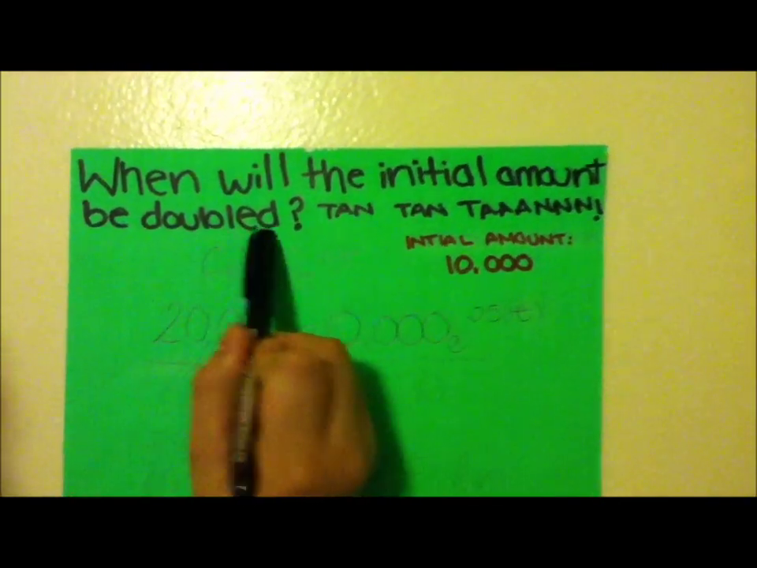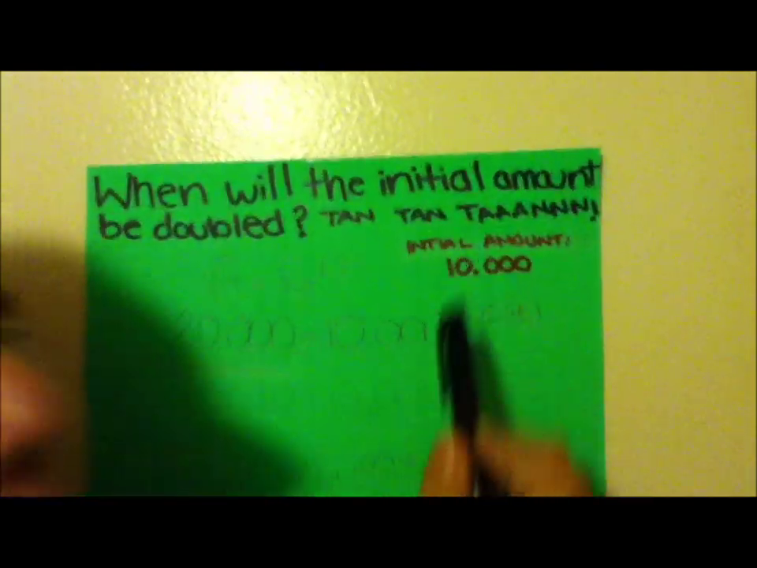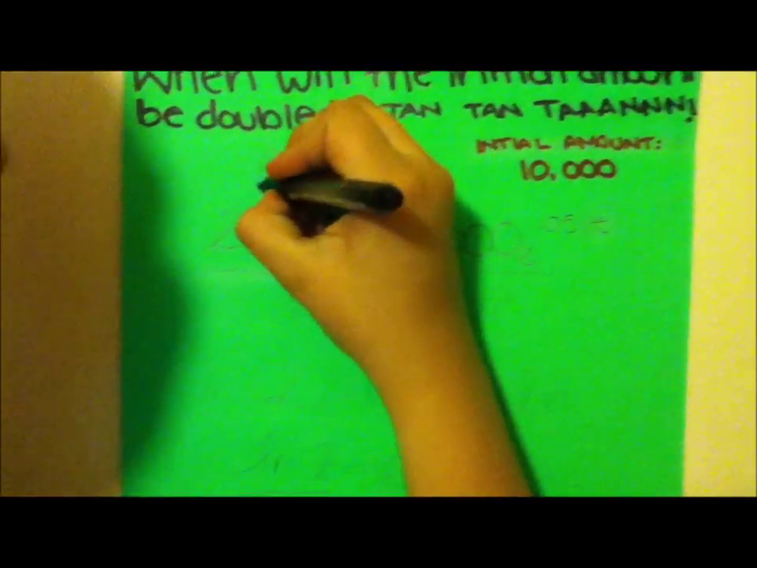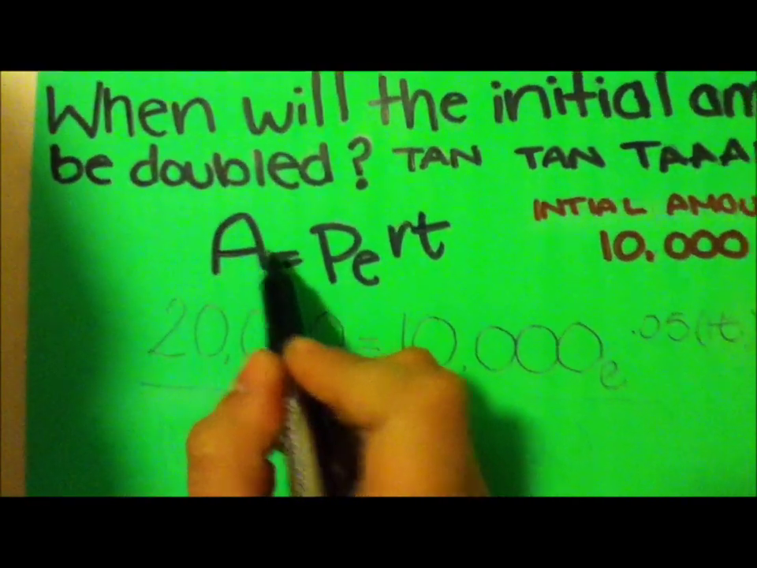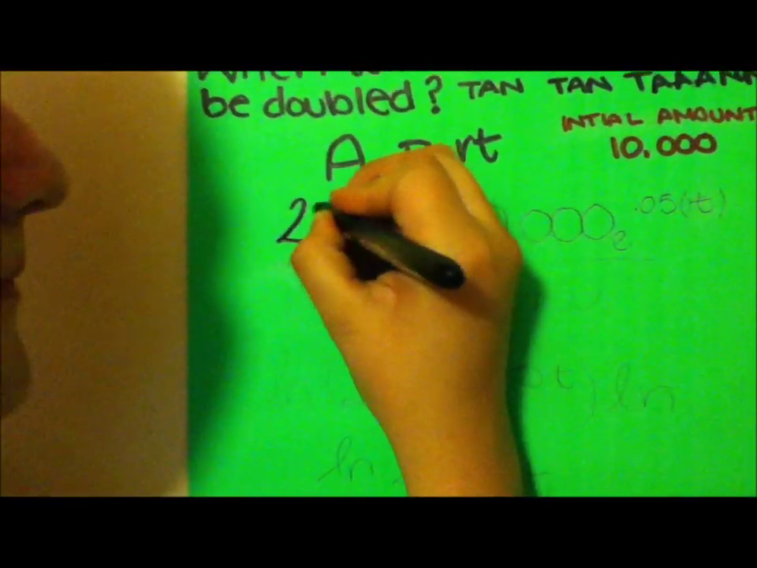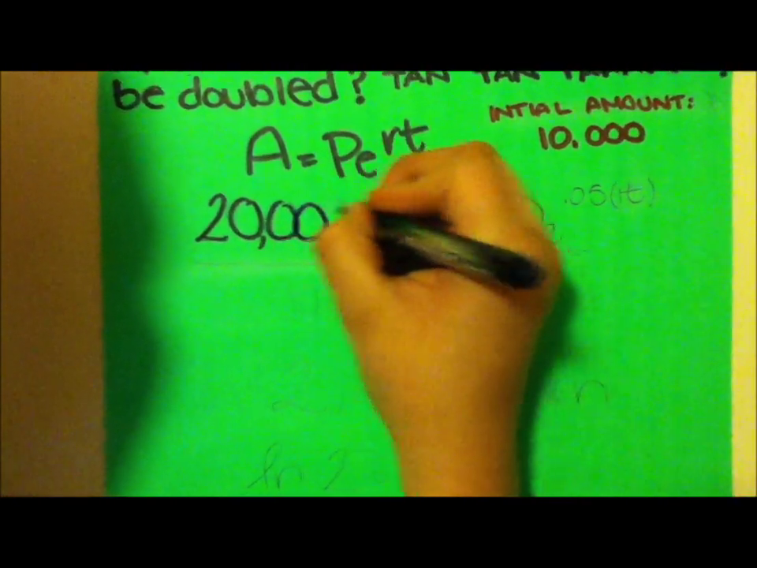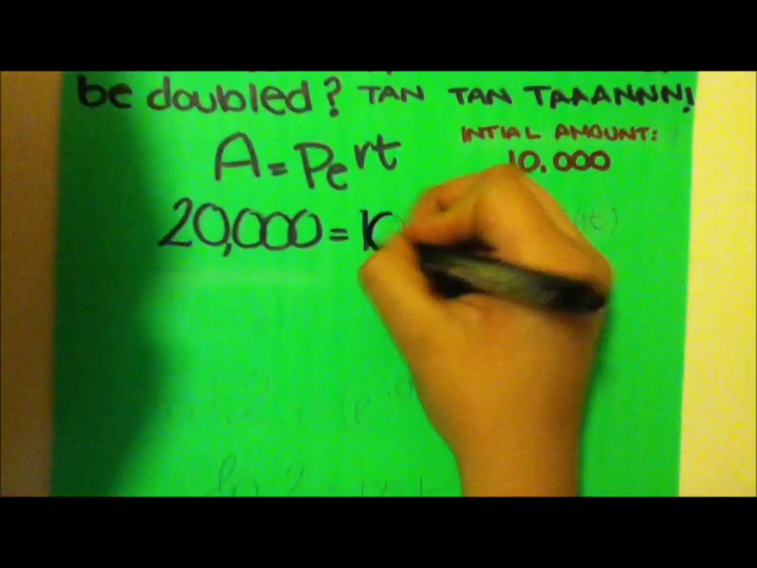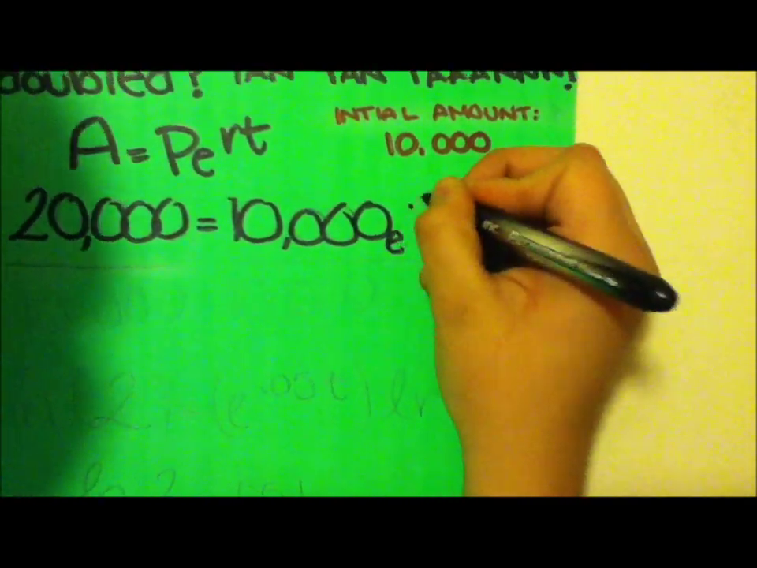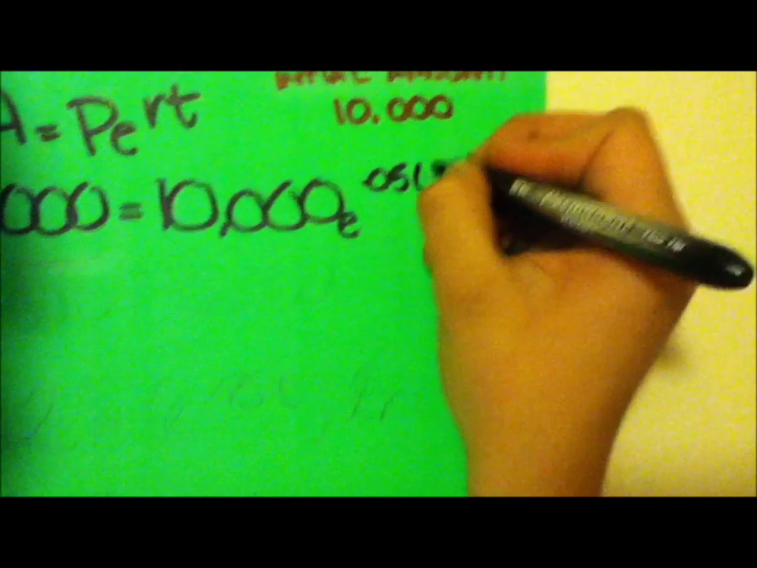So now we want to know, when will the initial amount be doubled? Okay, so our initial amount is $10,000. Again, we use the formula A equals Pe to the rt. So we want to know when it will be doubled. 10,000 doubled will be 20,000, equals 10,000 e to the 0.05, and we want to know how much time.